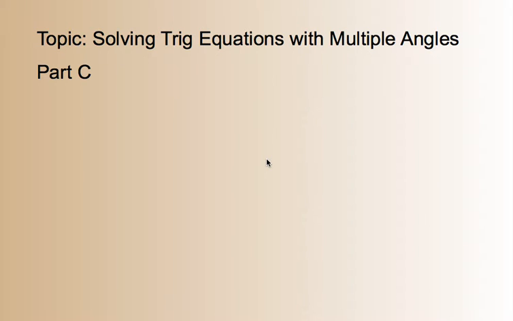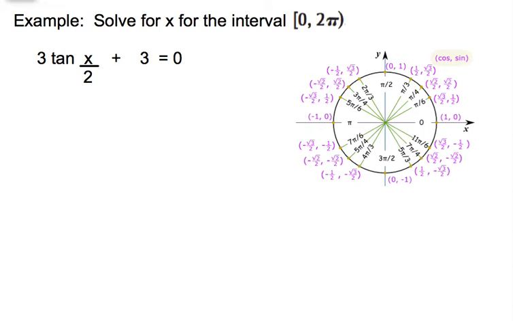Part C of solving trig functions with multiple angles. Here's our example. We want to solve for x from 0 to 2 pi. So we have the equation 3 times the tangent of x over 2. So I'm going to go ahead and throw in parentheses there. All right, let's go ahead and solve for x.